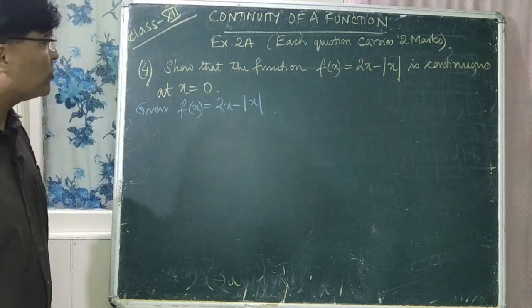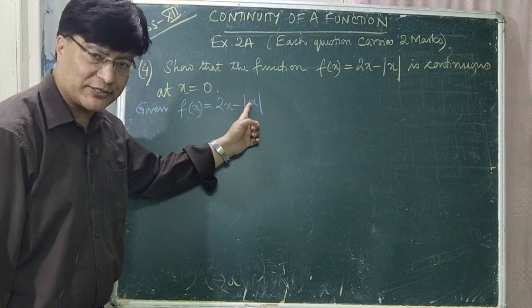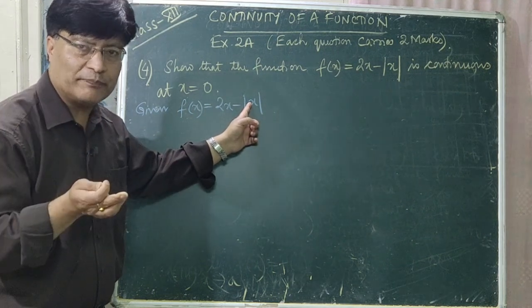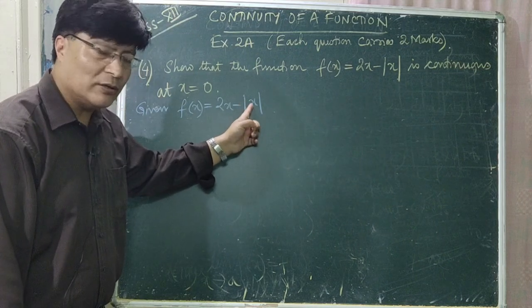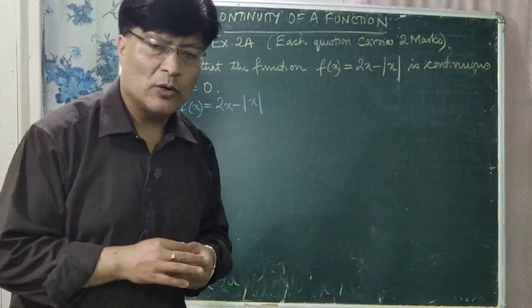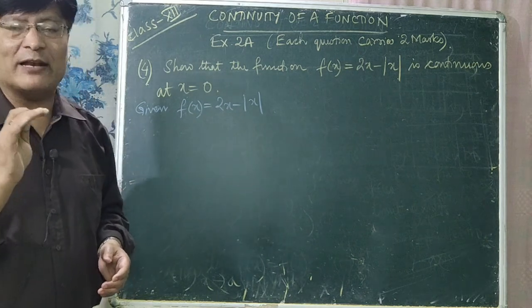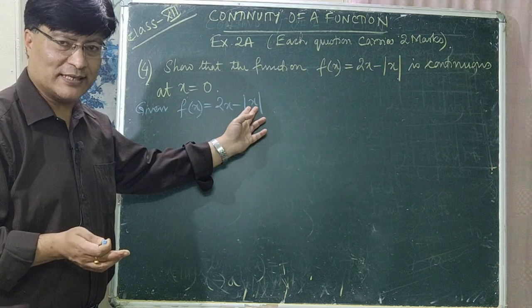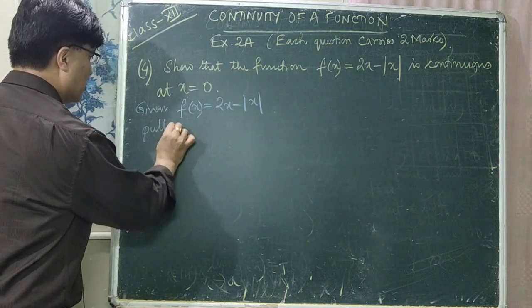First of all, you have to check mod x. When is the value of mod x equal to 0? When you put x is equal to 0, isn't it? When you put x is equal to 0, then the value within the mod sign will be 0. Is that clear now? So putting x is equal to 0, what do we get?